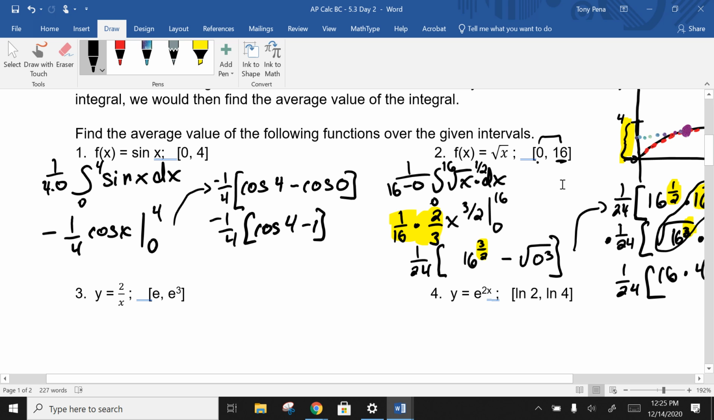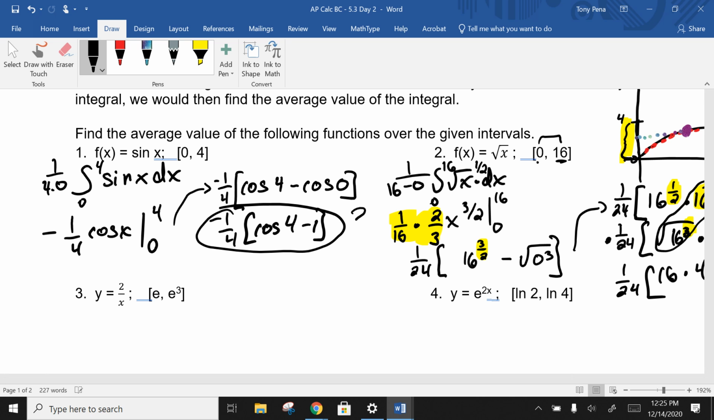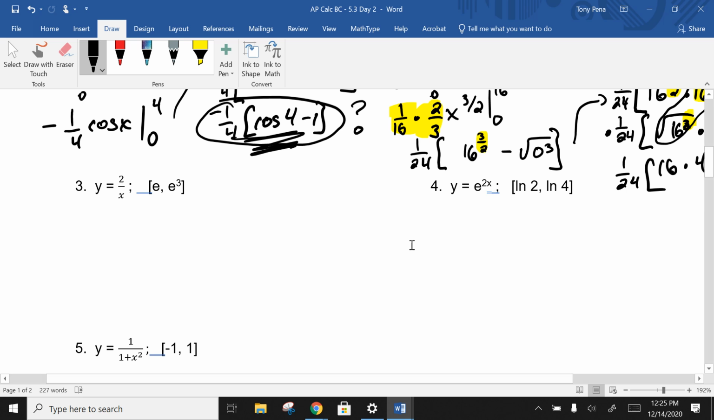And to start with 1, it's hard to know what this number is, really. So it's hard to talk about how that's the average value of our sine curve, but that is what it is. If I were to sketch out the sine curve and go from 0 to 4, all those y values averaged together would take on this overall value. Okay. All right, number 3, same thing.